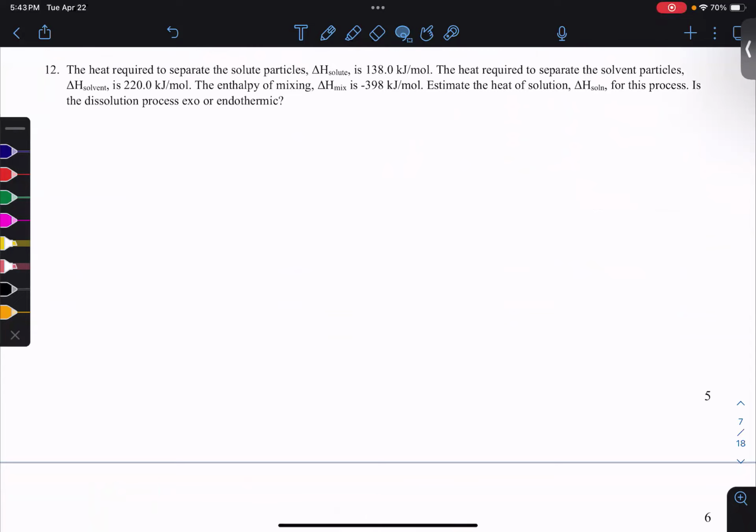All right, so we'll just go in order. So 12. The heat required to separate solute particles is blah. The heat required to separate solvent particles is blah, and the enthalpy of mixing is that. Estimate the heat of solution for this process. So this is one of the equations we don't give you, so it's worth memorizing, that the delta H of your solution, this is what we observe in lab, like when we do coffee cup calorimetry.